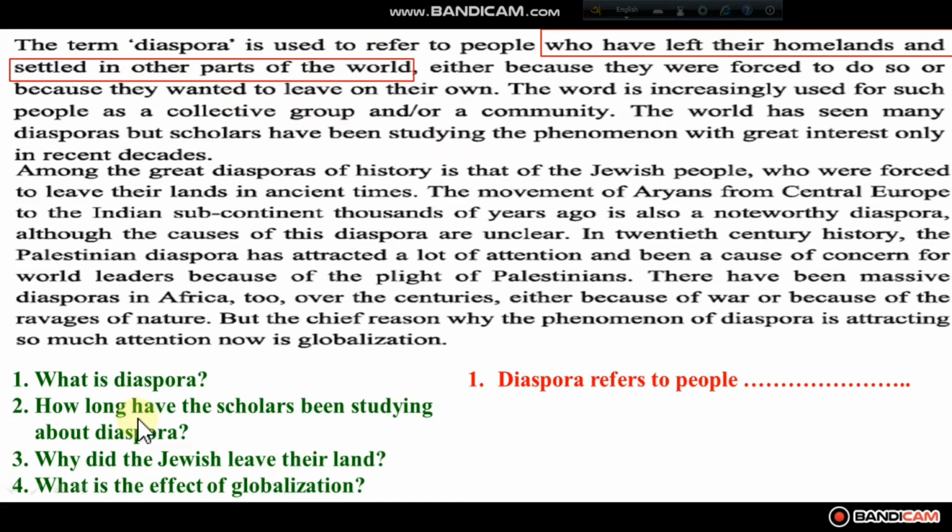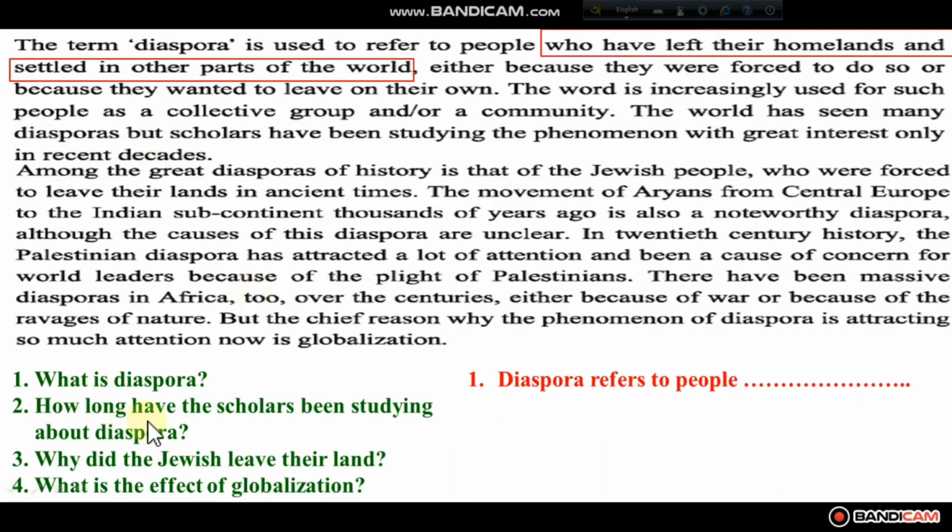How long have the scholars been studying about diaspora? They were forced to do so or because they wanted to leave their own land. That means that diaspora were forced to do so or because they wanted to leave their own. Okay, the word is increasingly used for such people, means the diaspora, as a collective group or community. Okay, the world has seen many diaspora, but scholars have been studying about the phenomenon. Phenomenon means the diaspora, with great interest only in the recent decades.